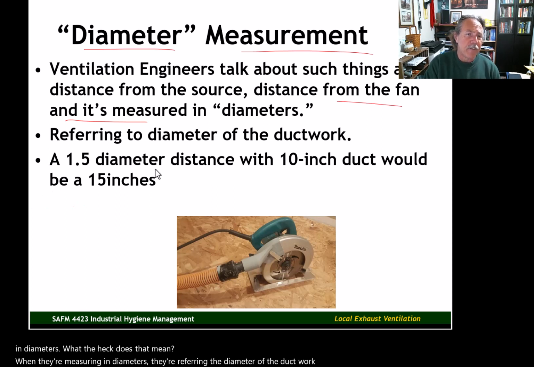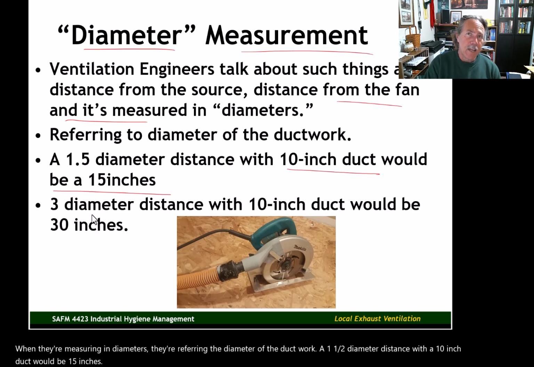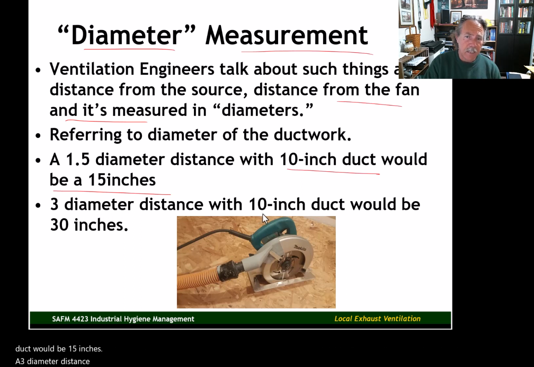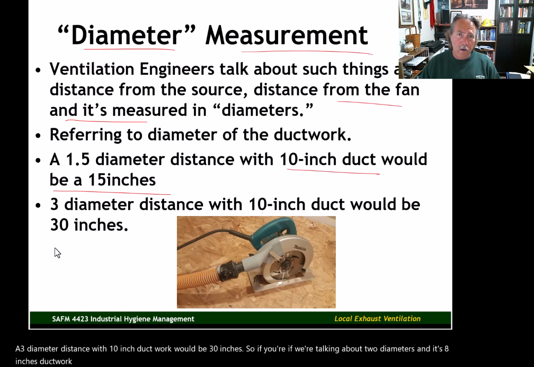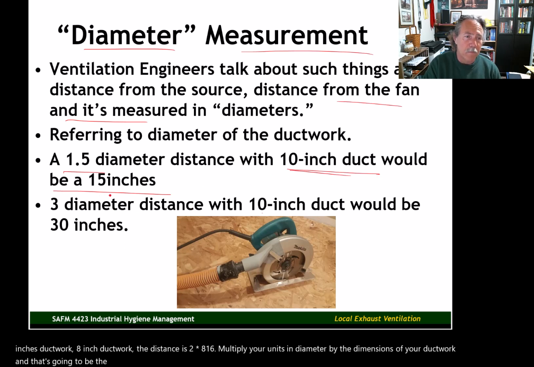A 1.5 diameter distance with a 10-inch duct would be 15 inches. A 3 diameter distance with 10-inch ductwork would be 30 inches. So if we're talking about 2 diameters and it's 8-inch ductwork, the distance is 2 times 8, 16. Multiply your units in diameter by the dimensions of your ductwork, and that's going to be the actual distance that we're working with.